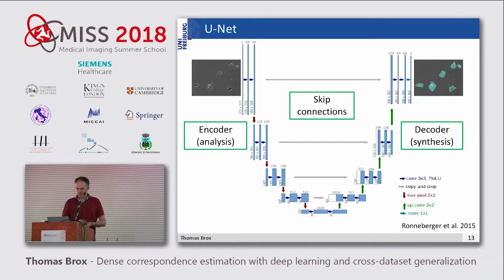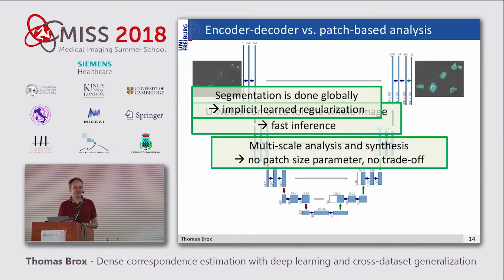Okay, if we now compare this encoder-decoder approach with the patch-based analysis, then we see these advantages in contrast to the limitations that I've just stated earlier. First of all, this UNet is run once for the whole image. That means you have a fast inference. You don't need to run multiple networks for each patch, you just feed this image once. You have a feed-forward processing, and then in the end you get your output.